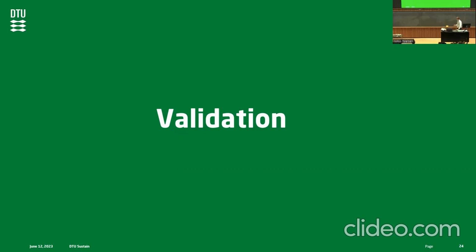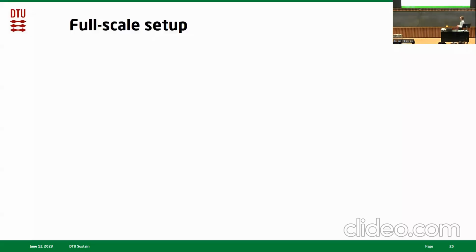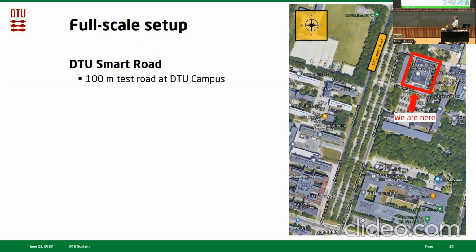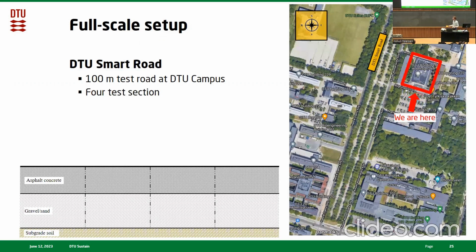So, about the model validation. Here we basically want to check if our model can reproduce some measurements from reality. In order to do so, as part of this project, we constructed a full-scale test setup. We call this full-scale test setup DTU Smart Road. It's placed here at DTU, not far away from where we are now. It's a 100-meter road stretch divided into 4 test sections.